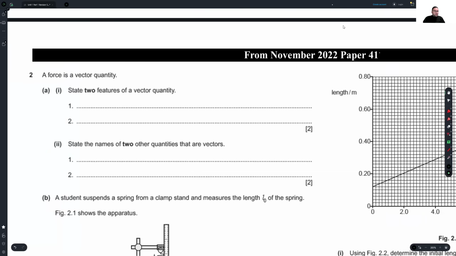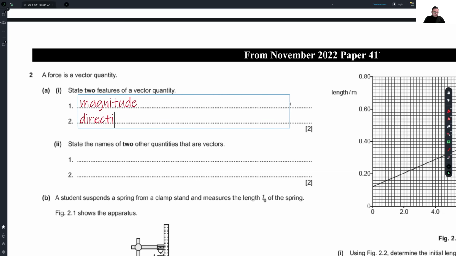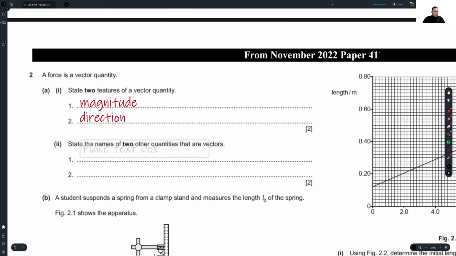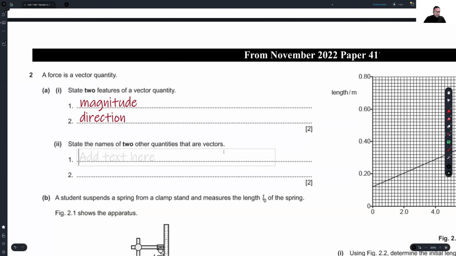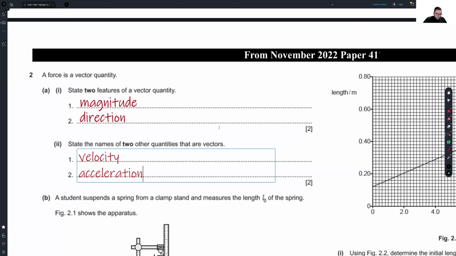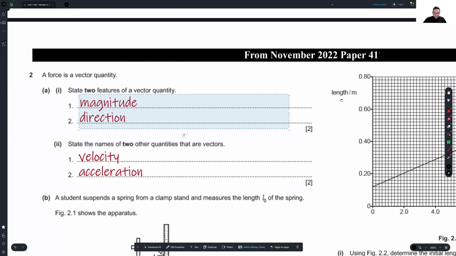Let's answer these quickly. State 2 features of a vector quantity: magnitude and direction. State the names of 2 other vector quantities. Now, he said force is a vector, so I can't use force. So what can I use? You can use velocity. You can use acceleration. You can use momentum, any other quantity besides force.